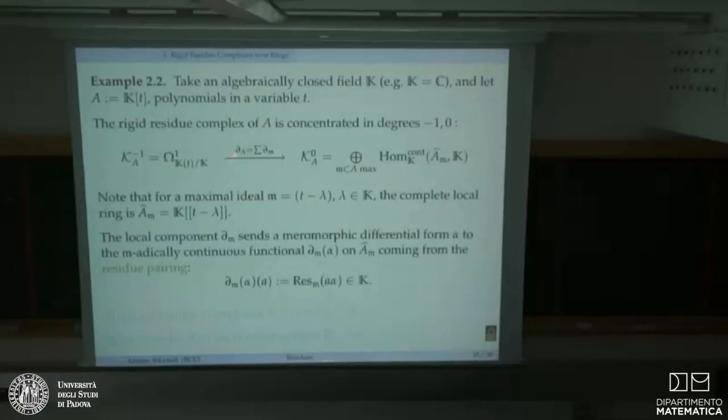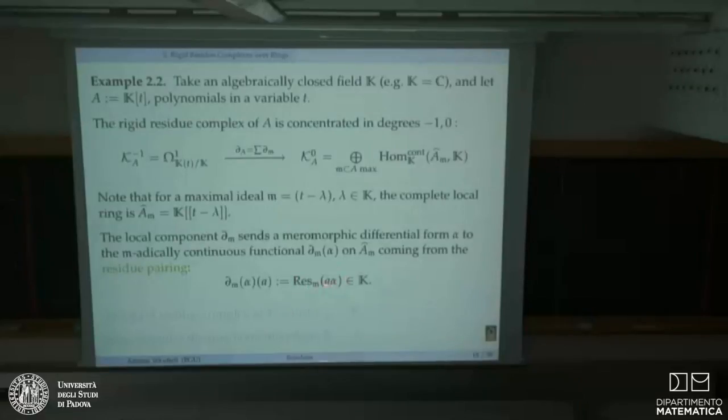So now I have to tell you what is this homomorphism, which of course is the sum of local components. In each component M, you have to send a meromorphic one form, let's say alpha, to a functional delta alpha on this complete local ring, and this we get from the residue pairing. So there's always a residue on the M-adic completion of this. If you want to be in the complex situation, you simply take the point M, which is a point little z, and you do residue around that pole of meromorphic forms, and you get some constant.